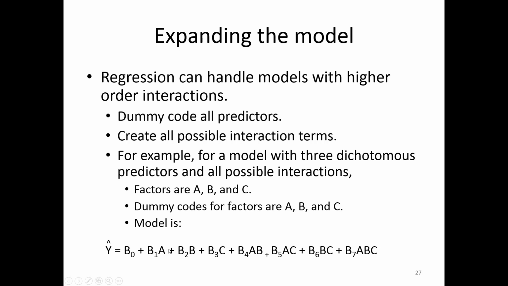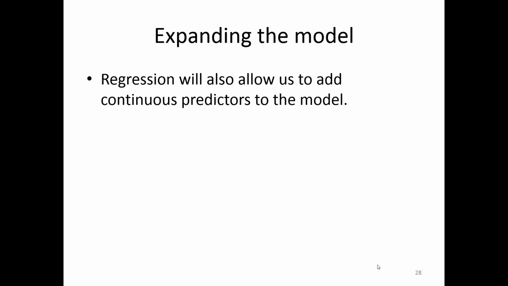So A is the dummy code for factor A, B for factor B, and C for factor C. Okay, and then we have the 3 two-way interactions and then the 3-way interaction right there. So yeah, it might be a little confusing notation. So regression would also allow us to add continuous predictors to the model.